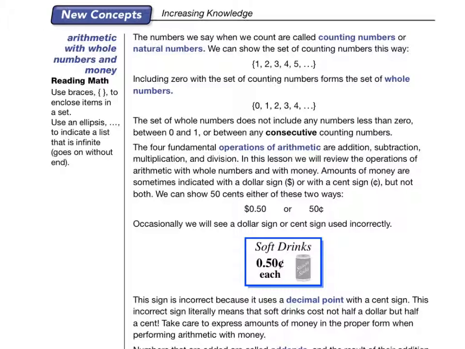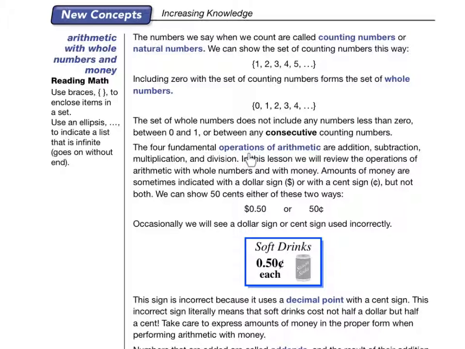Whole numbers are the counting numbers plus 0. So write that down. The set of whole numbers does not include anything less than 0, or anything between 0 and 1, so no fractions, or between any consecutive counting numbers. In other words, whole numbers are just those numbers, not decimals and fractions.